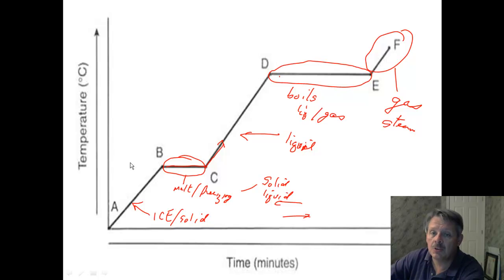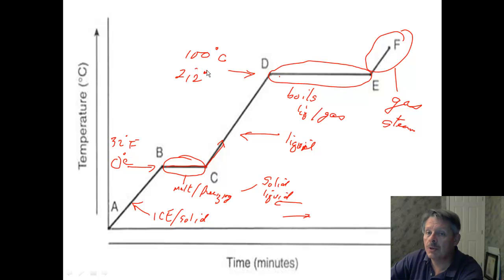Now what temperature does water freeze at? You should know that. The temperature here is 0 degrees Celsius or 32 degrees Fahrenheit. We will use Celsius in class. And up here, what's happening when the water boils? It's at 100 degrees Celsius, or 212 degrees Fahrenheit. These are numbers that you should know. If you don't know them, make sure you commit them to memory before you take the test.